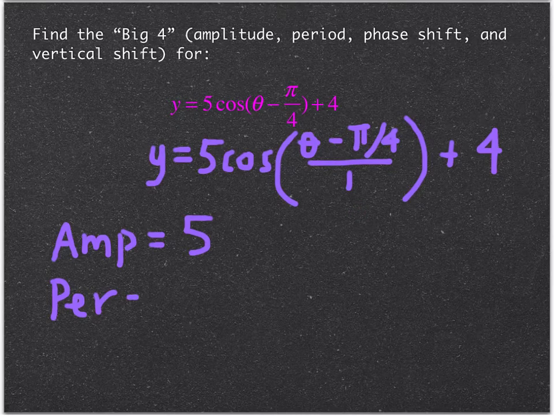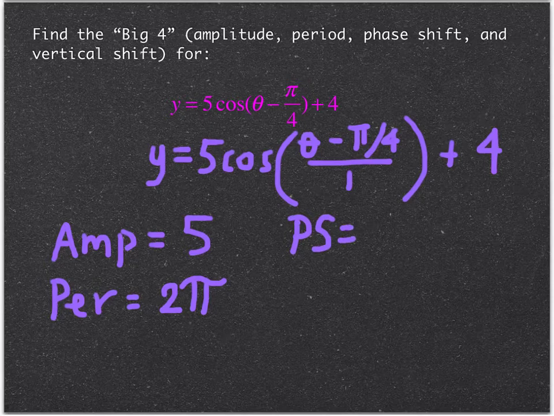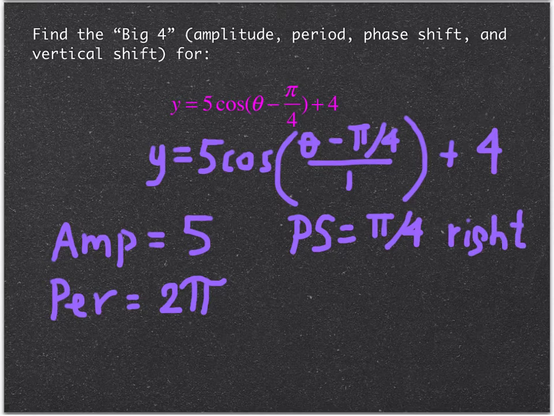So in this particular case then, it's going to be 2 pi times 1, which is just 2 pi. Now, what about the trickier ones, the new ones we've learned, the phase shift? So the phase shift in this case is going to be this pi over 4, and because it has the minus sign there, it's actually going to be going to the right. So it's going to be shifted to the right pi over 4 units.